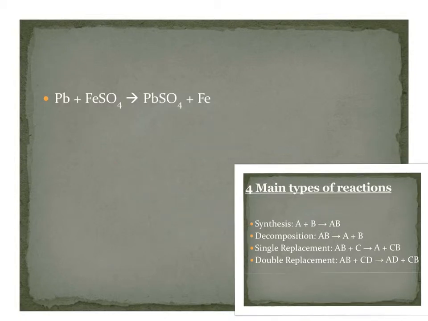In this example, we have an element in reaction with a compound. So in this case, Pb is reacting with FeSO4 and Pb replaces Fe. So what happened is Pb goes over here and Fe is free from that compound. This is an example of a single replacement.